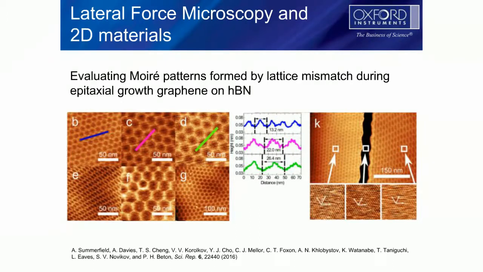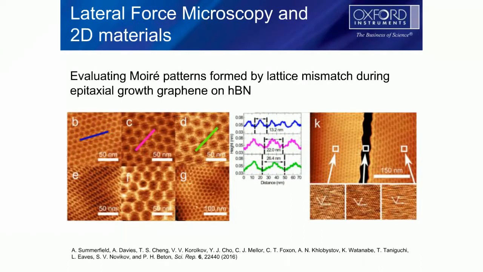And the moire patterning is when you put this graphene on the hexagonal boron nitride, you'll get a slight mismatch between the lattices, and that's what will form this moire patterning. We used to see that a lot when we did STM on graphite. You could see that, this sort of giant hexagonal pattern that you would get.